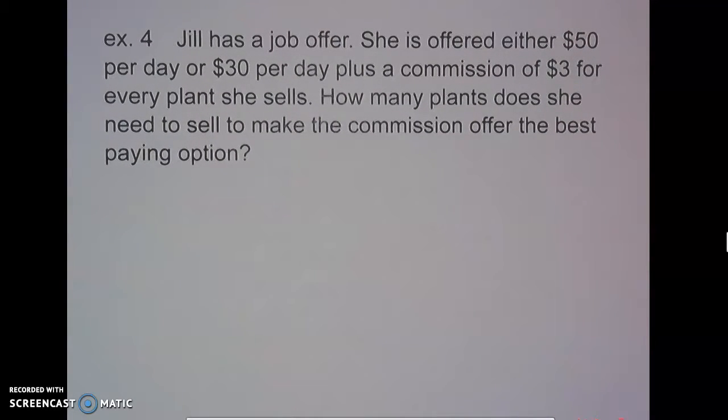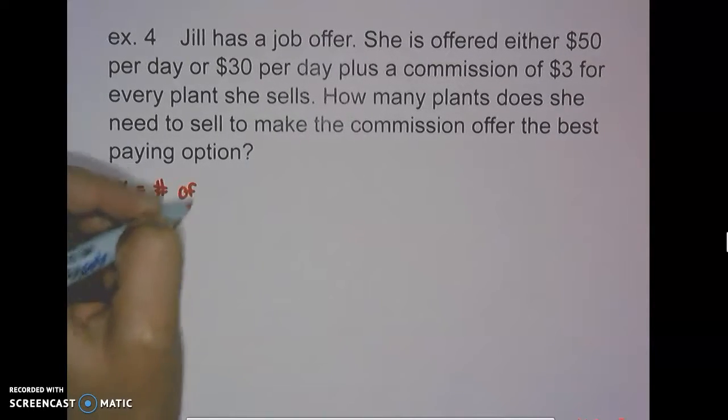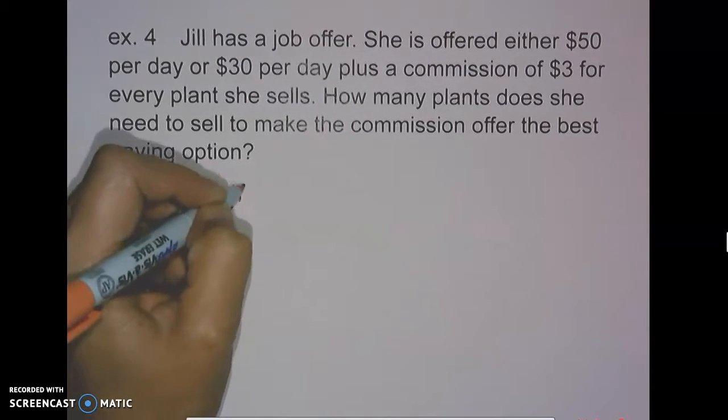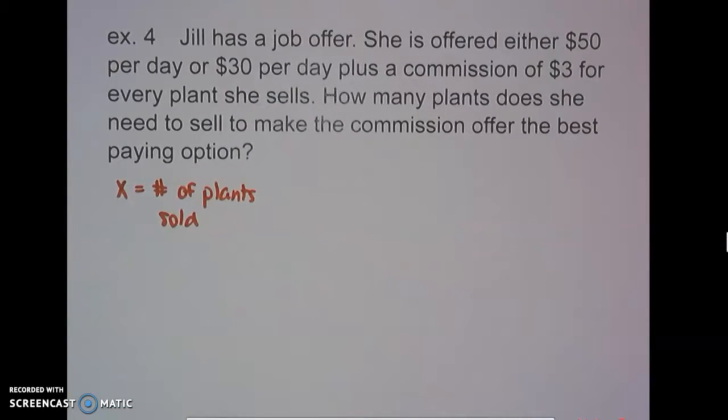All right, Jill has a job offer. She's offered either $50 per day or $30 per day plus a commission of $3 for every plant she sells. How many plants does she need to sell to make the commission offer the best paying option? Okay, what's our question to figure out what our variable is? It says how many plants does she need to sell? So x equals number of plants sold. Okay, and we have two different things.